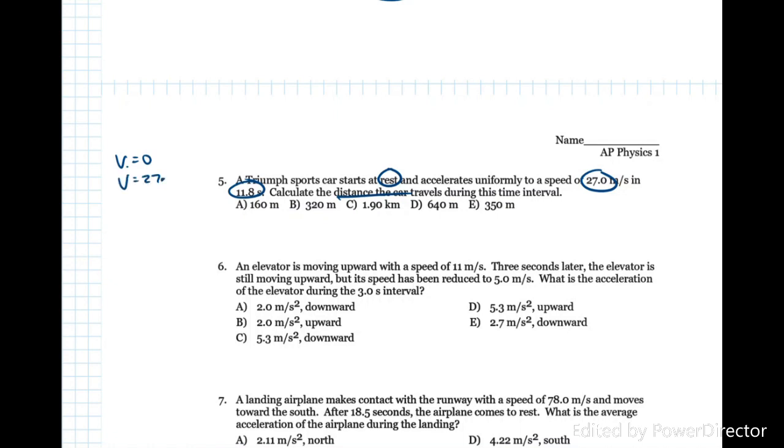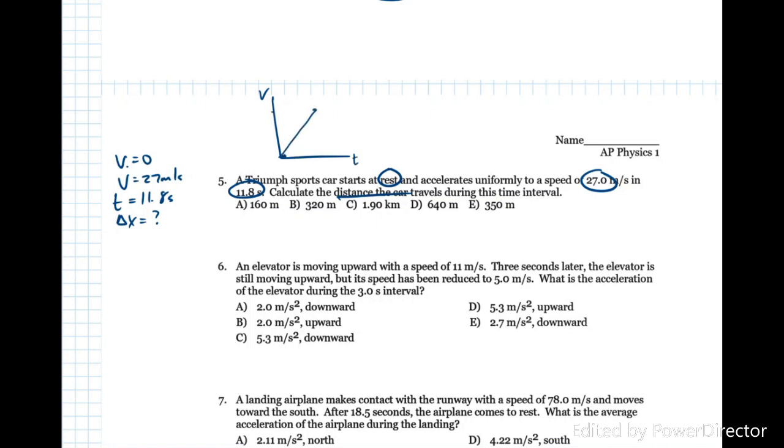Final velocity is 27 meters per second. Tells us that's what we're getting to. And the time is 11.8 seconds. And we want the displacement. In this case, we don't have the acceleration, and I'm okay at this point saying that if you don't have the acceleration, it's more than fine to just jump to using the velocity versus time graph.